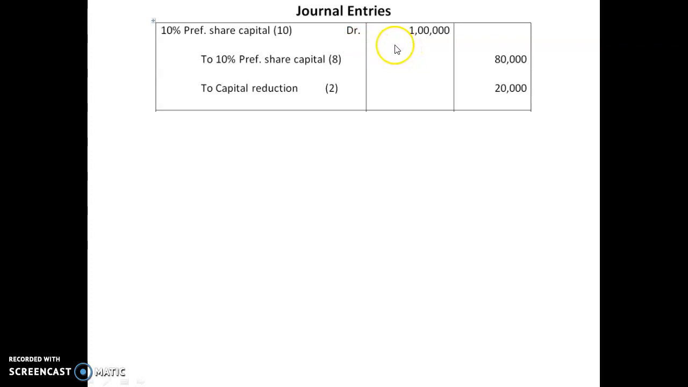The rupees 10 share capital will be cancelled. Then it is converted to a preference share of rupees 8 each. So 10% preference share capital 80,000. The remaining amount is transferred to capital reduction. We can say that the preference shareholders contributed 2 rupees each to capital reduction.